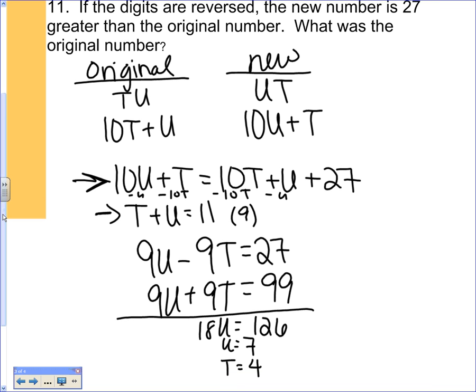So what was our original number? So what was our new number? 74. Is 47 plus 27 74? Like, who would have thought of this? Saxon. No, a lot of people. Y'all see how that works?